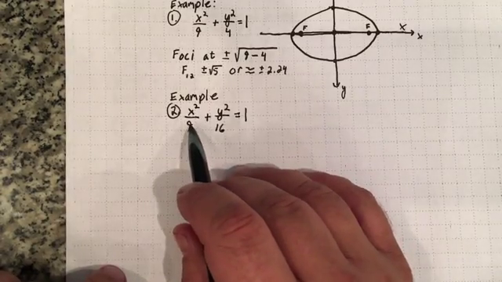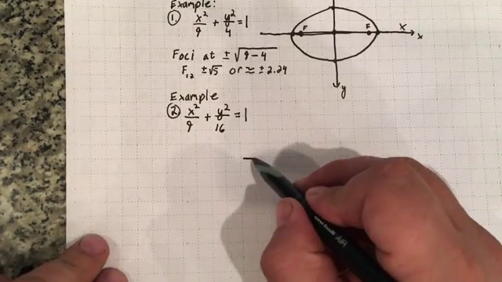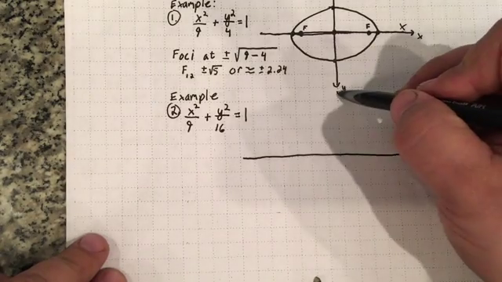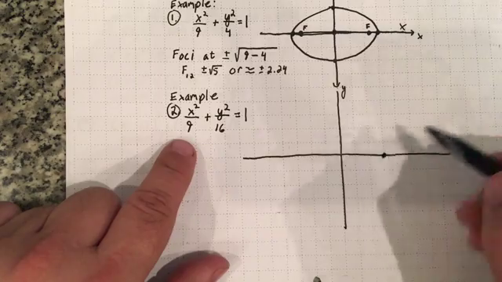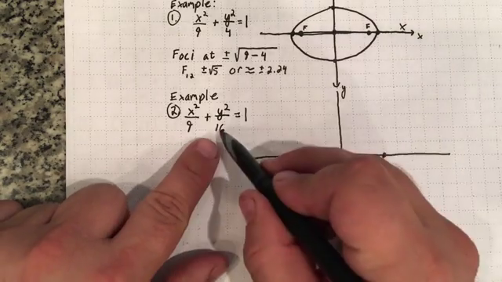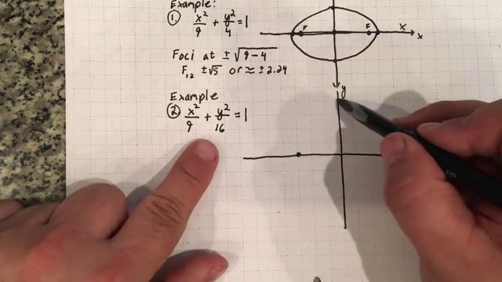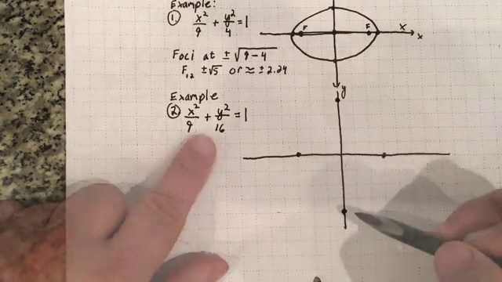Example here, this time it's x squared over 9 plus y squared over 16 equals 1. I'm going to sketch an xy axis to graph it. And now the square root of 9 is 3, so I go right 1, 2, 3. And I go left 1, 2, 3. But the square root of 16 is 4, so that means I go up 4, 1, 2, 3, 4. And I go down 4, 1, 2, 3, 4.